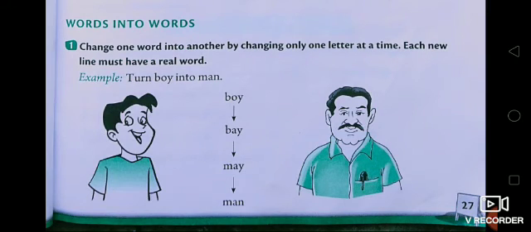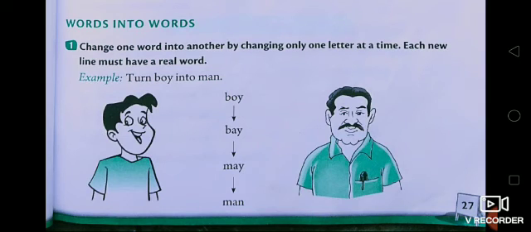So, children, open your workbook and look at page number 27. There are some fun and easy to do word puzzles. Its name is Words into Words. Here you have to change one word into another by changing only one letter at a time, and each new line must have a real word.